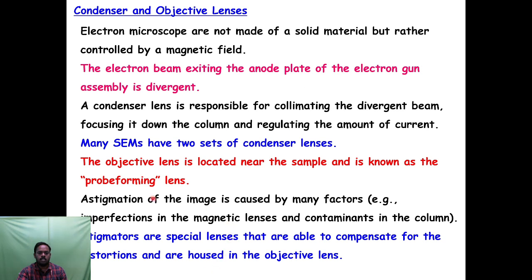There are other lenses, the objective lenses. They are also called performing lens, in which we have stigmators. So they will correct any distortions happening during the measurement.